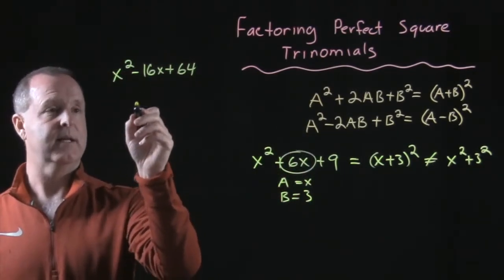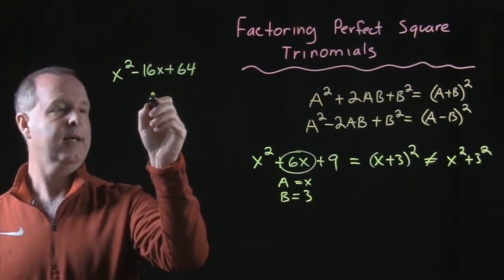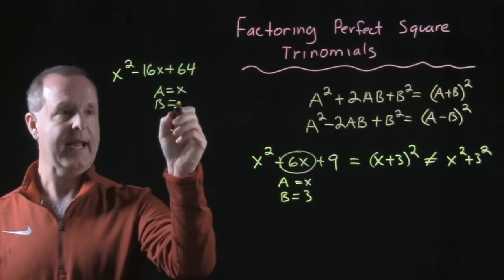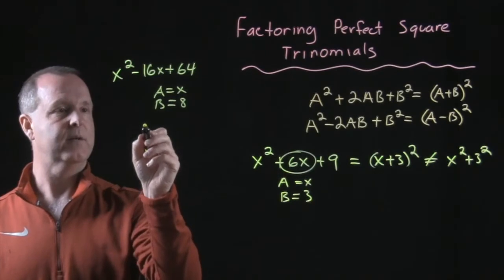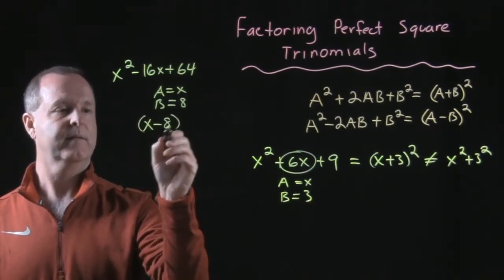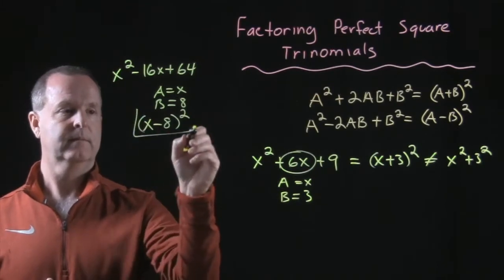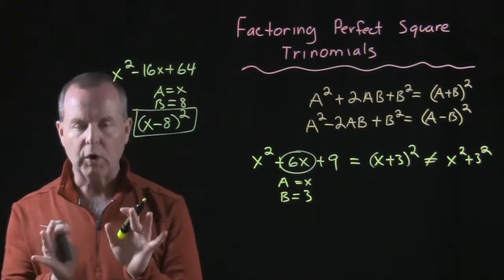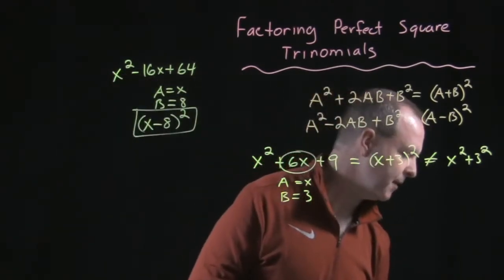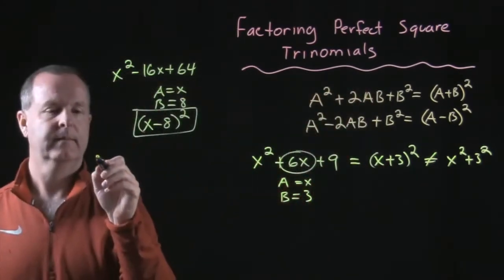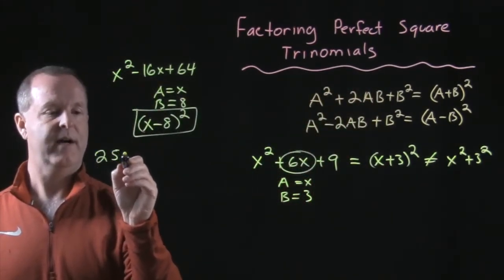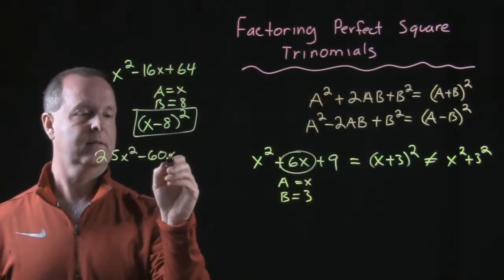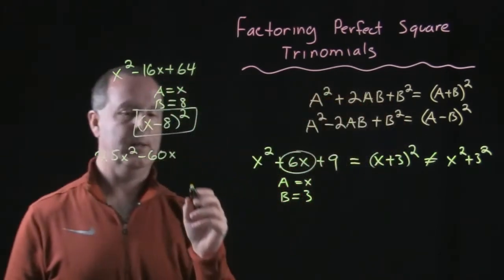So my solution then is just simply, if I recognize that my a is an x and my b is an 8, then this factors down into (x minus 8) squared, by recognizing that it's a perfect square trinomial. And I encourage you to practice being able to recognize those types of things. Last one. Let's see if I can fit it on here. 25x squared minus 60x plus 36.